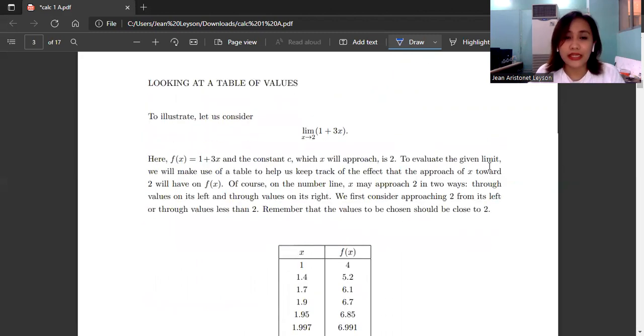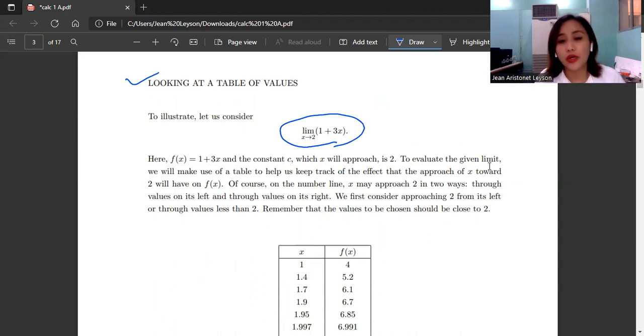So looking at a table of values. This is the most common way to solve for the limit. To illustrate, let us consider this example: the limit of the function 1 plus 3x as x approaches 2. Here f of x, our function, is 1 plus 3x, and the constant c which x will approach is 2. So x will get closer and closer to 2. To evaluate the given limit, we will make use of the table to help us keep track of the effect that the approach of x toward 2 will have on f of x.